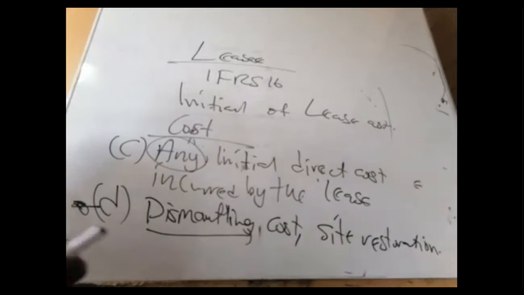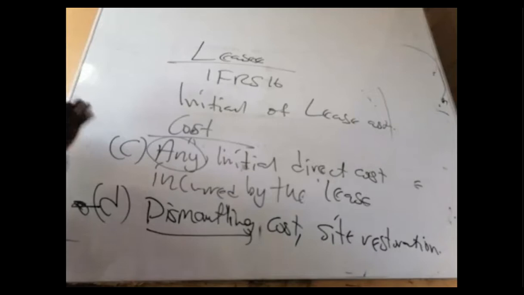Number one, present value of the lease liability. Number two, payments at or before the commencement date, less any lease incentive. Number three, any initial direct cost, including installation, testing, all those ones. Number four, dismantle cost and site restoration, or cost of removing the asset.